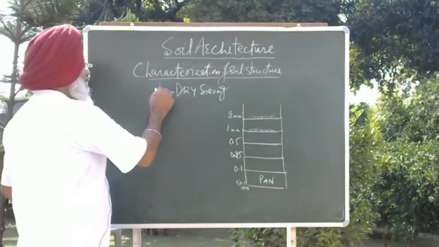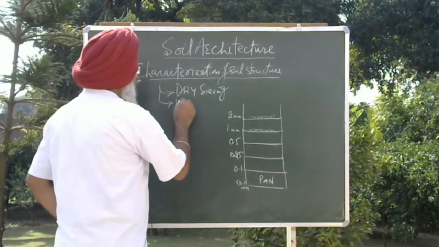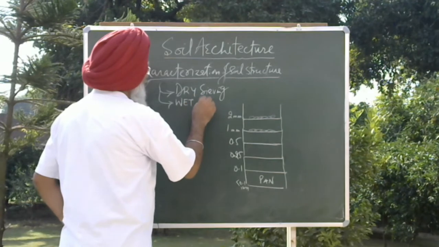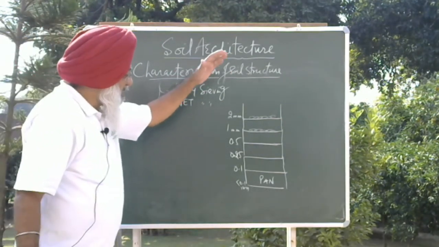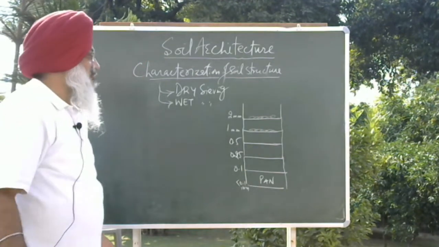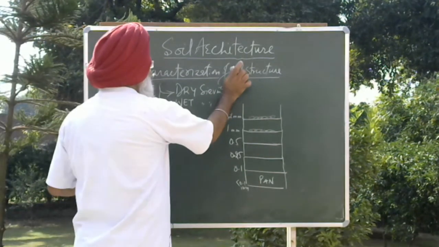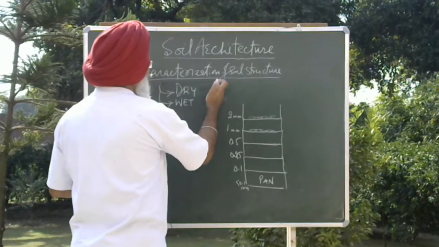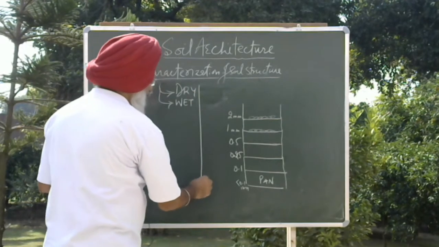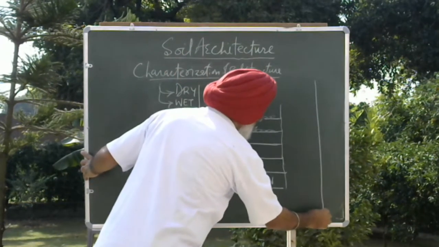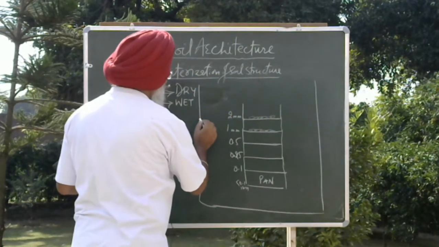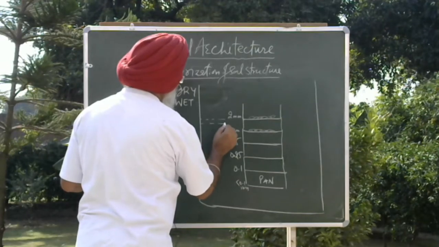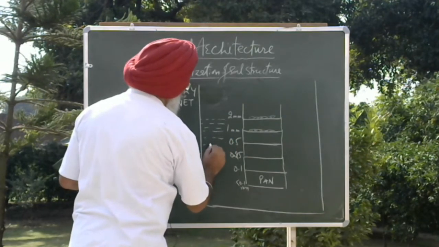So, for that we go for another process which we call wet sieving. Now, in wet sieving again we have this type of nest of sieves, and this nest of sieves is then shaken vertically up and down. This is your nest of sieves. It is all filled with water up to the level of the topmost sieve.